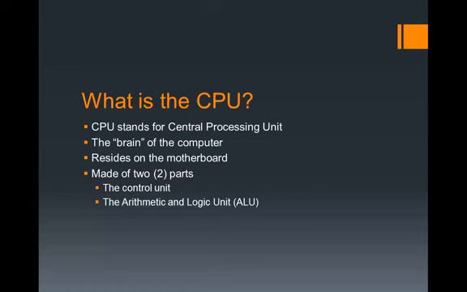Your mouse is connected to the motherboard, your keyboard's connected to the motherboard, and all of that connects to the CPU so that it can control all the other parts of the computer. Now there are two main parts to the CPU. There's the control unit and there's the arithmetic and logic unit, or the ALU.